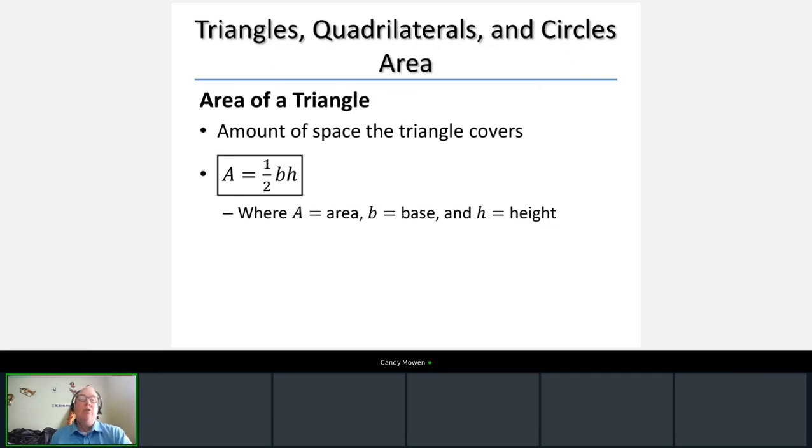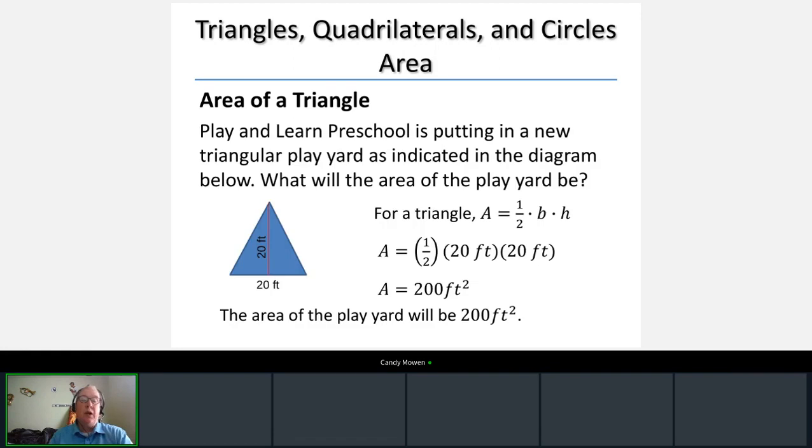Area of a triangle, the amount of space the triangle covers. A equals 1/2 BH. A is the area, B is equal to the base, and H is equal to the height. Play and Learn Preschool is putting in a new triangular play yard, as indicated in the diagram below. What will the area of the play yard be?